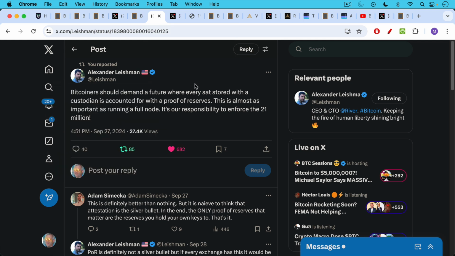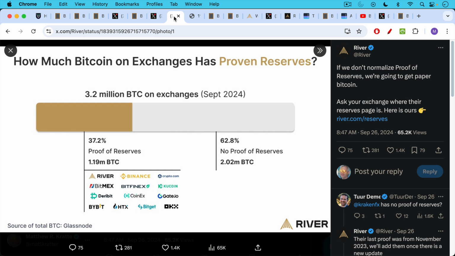I like this tweet from Alex Leishman, who is the CEO and CTO over at River. Bitcoiners should demand a future where every sat stored with a custodian is accounted for with a proof of reserves. This is almost as important as running a full node. It's our responsibility to enforce the 21 million.